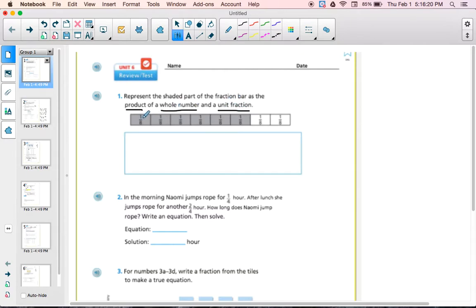So let's take a look at this. I notice it's 1, 2, 3, 4, 5, 6. 6 1/8 have been shaded in. So I can represent this as 6 times 1/8. I have the whole number, I have the product, and I have the unit fraction. Equals 6/8. 6 1/8.